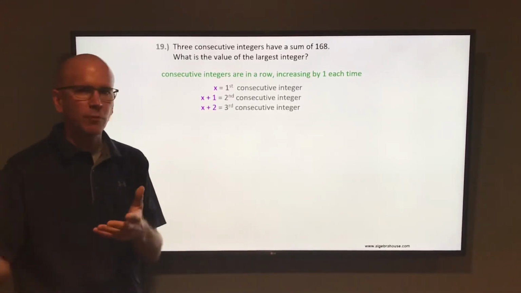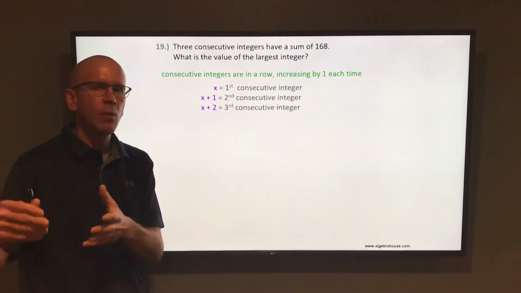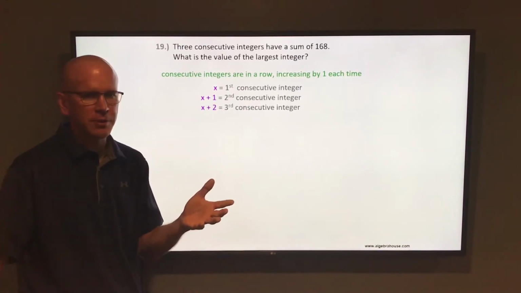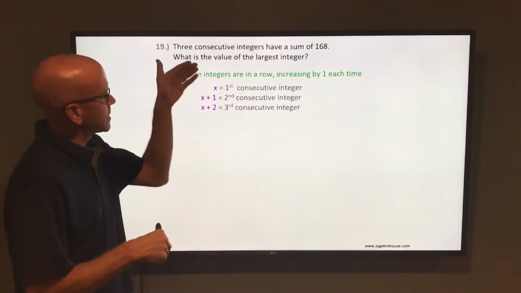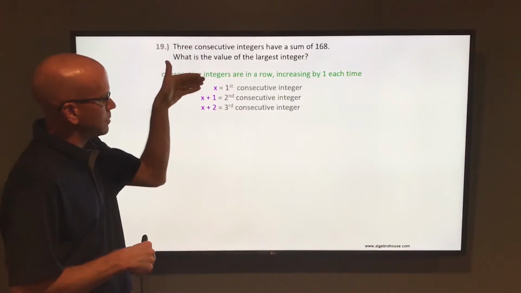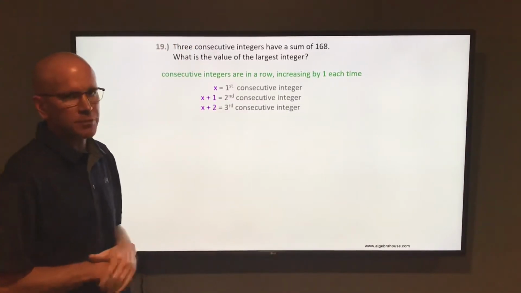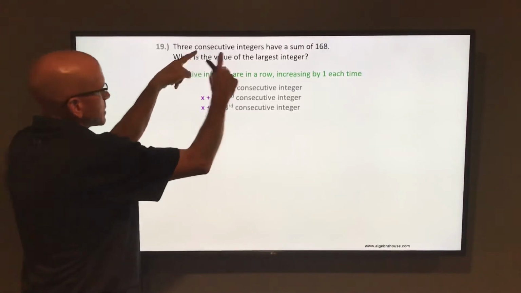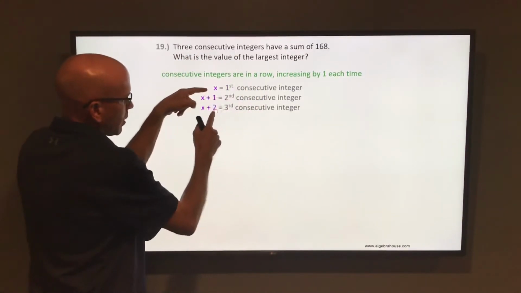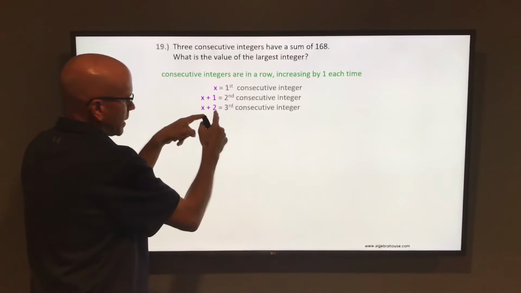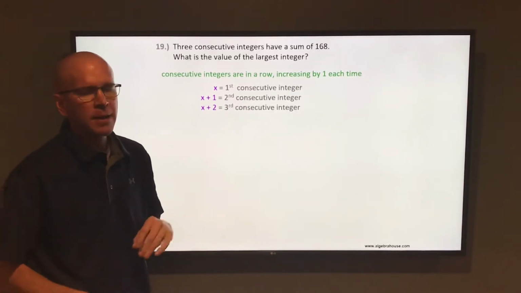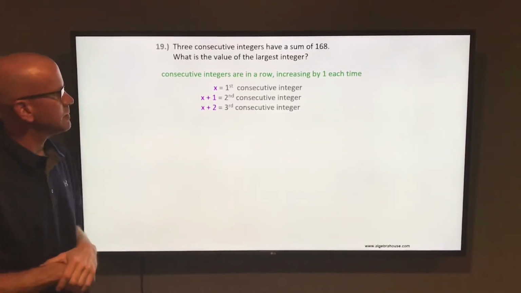Think about it. 2, 4, 6 increase by 2 each time. 1, 3, 5 increase by 2 each time. So if they were consecutive even or consecutive odd integers, it would be x, x plus 2, and x plus 4. But in this case, it's just consecutive integers. We're increasing by 1 each time. So we're going x, x plus 1, and x plus 2 for our three consecutive integers.